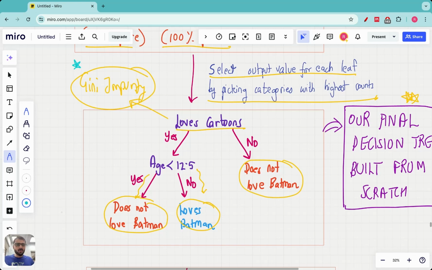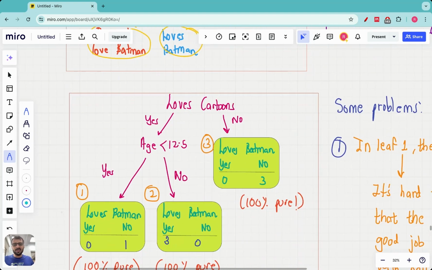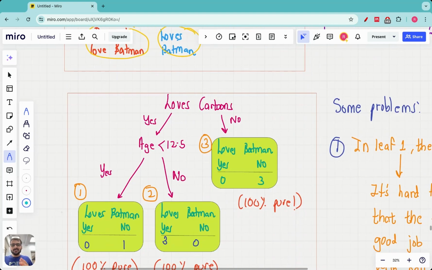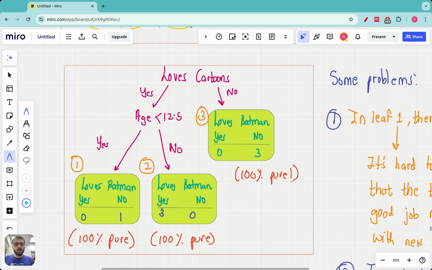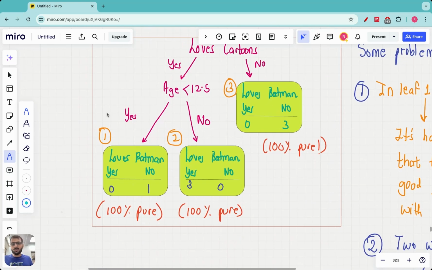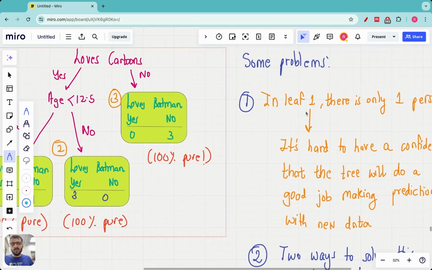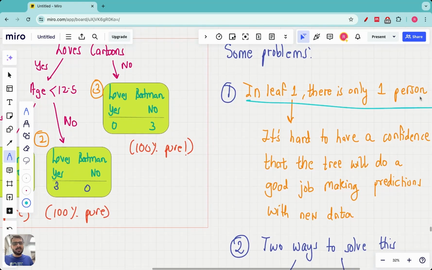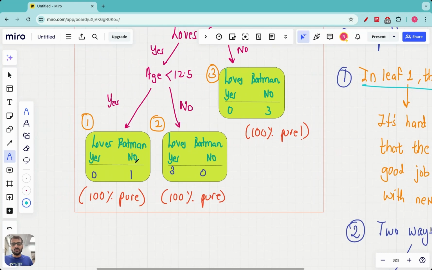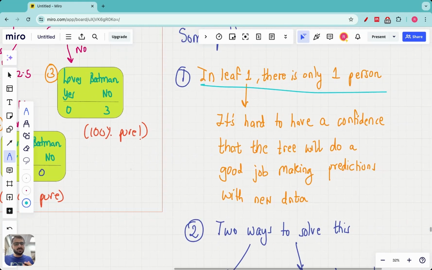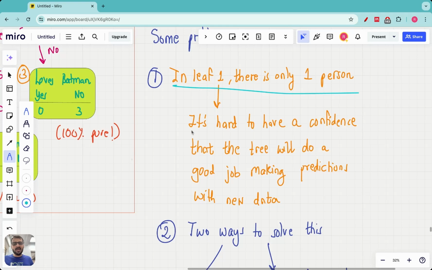Now we have reached the conclusion where we have built the entire decision tree from scratch, right? So there are some problems though, which I will also dive deeper into as the series proceeds into Python coding. But one problem you should notice is that look at leaf number one. In leaf number one, there is actually only one person, right? There is only one person who has answered no. This is not good generally because it's hard to have confidence that the tree will do a good job in making predictions with new data.